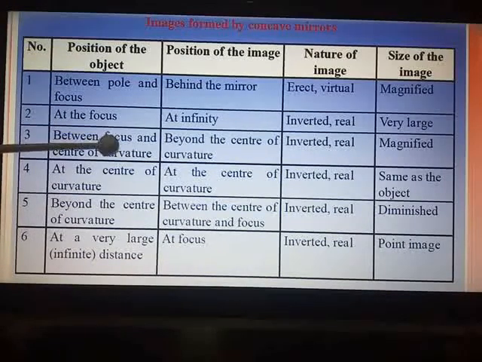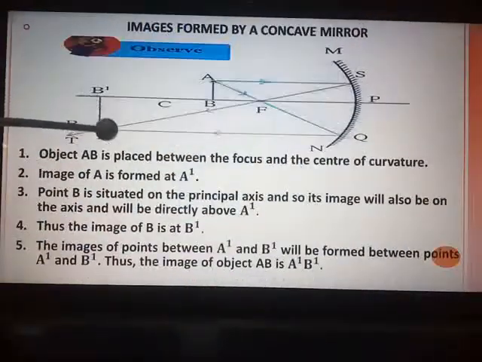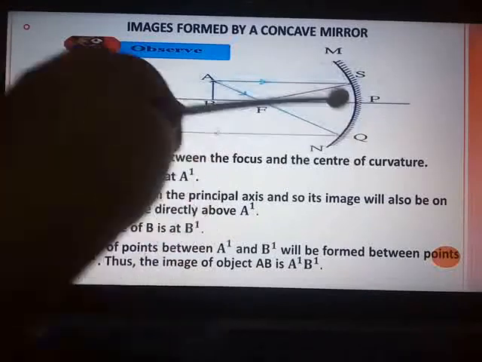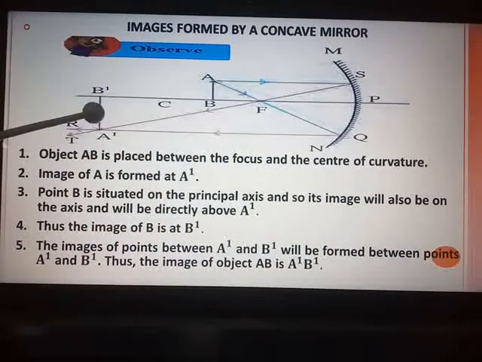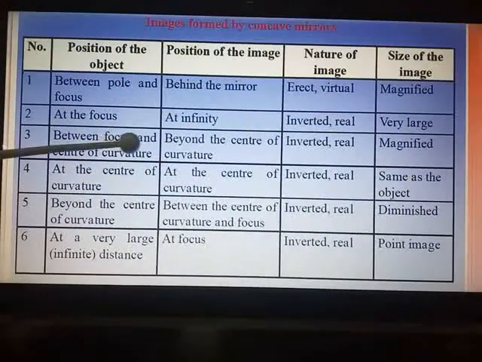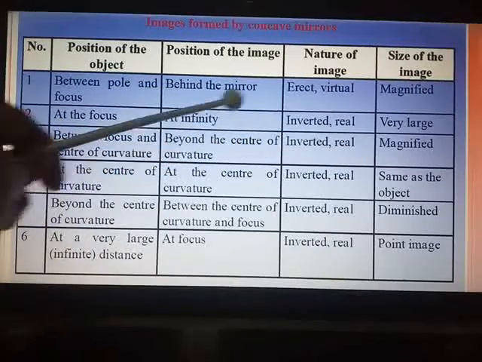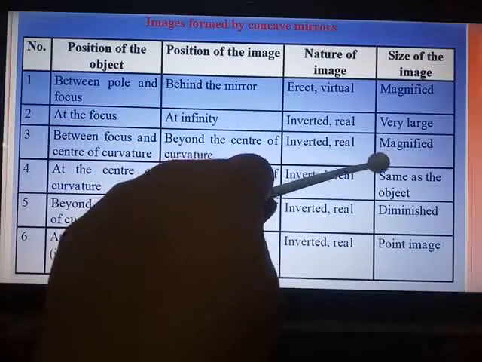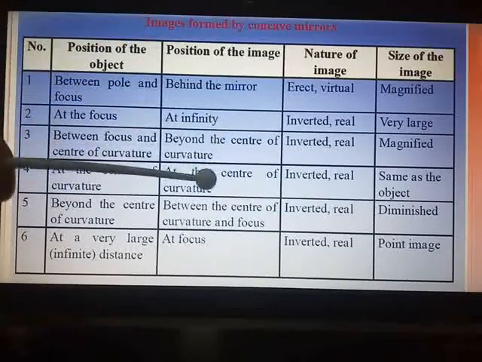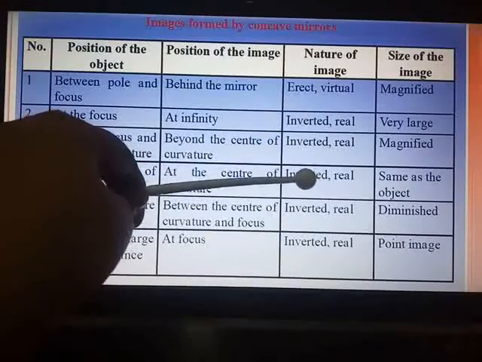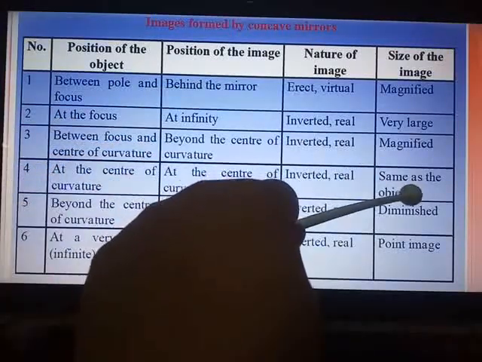When it is between the focus and center of curvature, this we have seen in the very first case. Let us go to that slide. See here, when it is between the focus and center of curvature, you can see the nature of the image. The image is larger than the object. Nature is what? It is real and inverted. So let us see whether it is correct. Yes, beyond the center of curvature, inverted, real and large, so magnified. When the object is at the center of curvature, the position of the image is also at the center of curvature, inverted, real and the same size as the object.